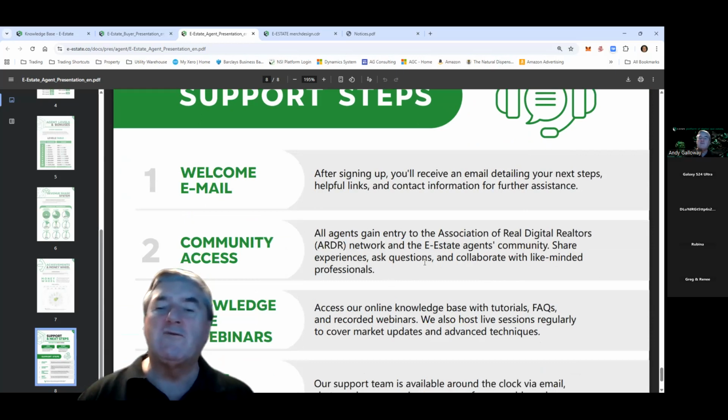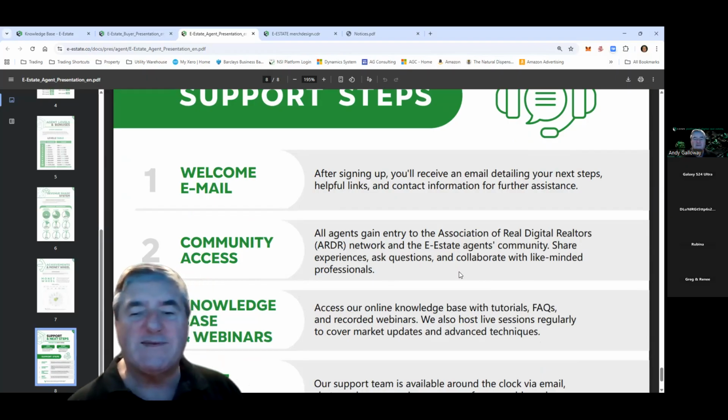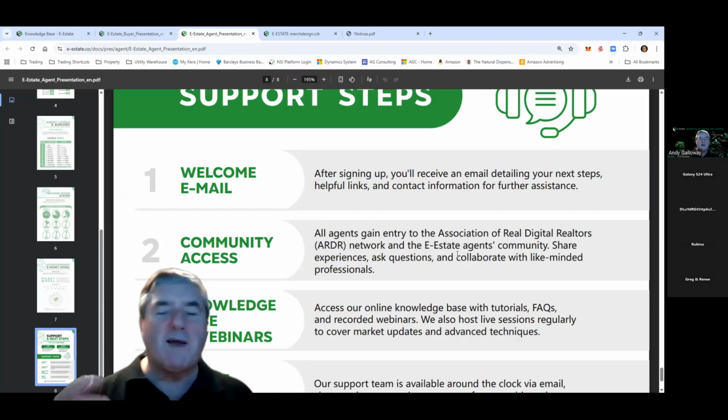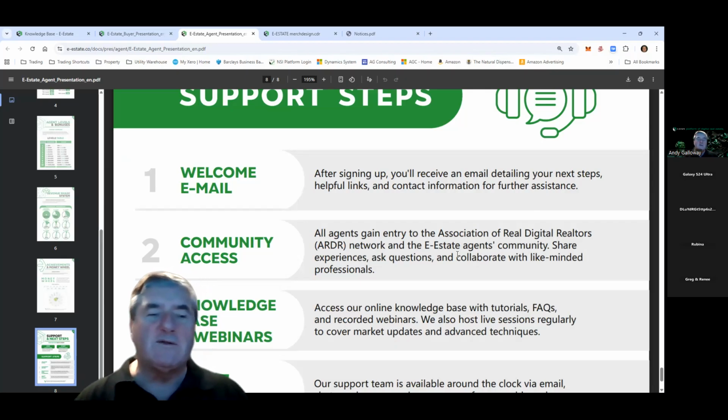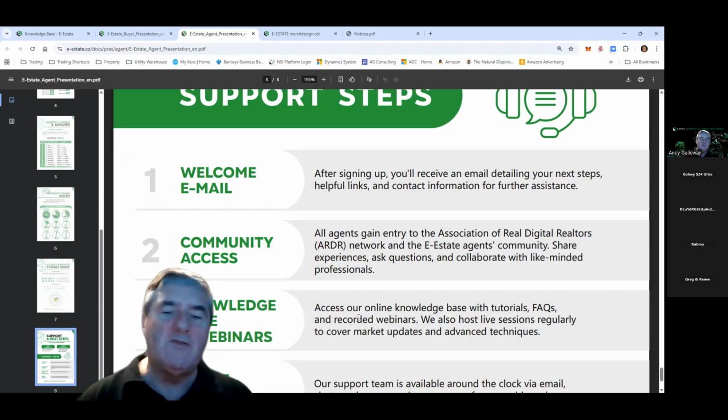So after signing, you'll receive an email telling you what your next steps are and giving you helpful links, contact information, and so on. You will also have access to the ARDR network and the e-estate agents community. If you go into your back office and click on help, and I forget the actual link, but there's a link, you click on that and you open a Telegram channel directly to support. So if ever you need support, that's how to do it. It's through the help option in the back office.